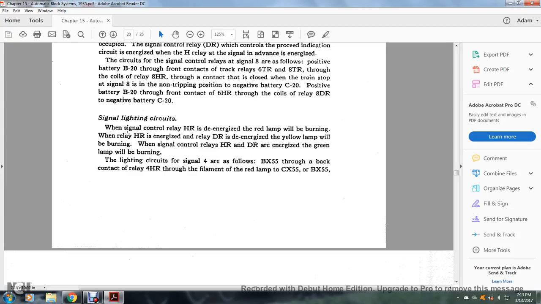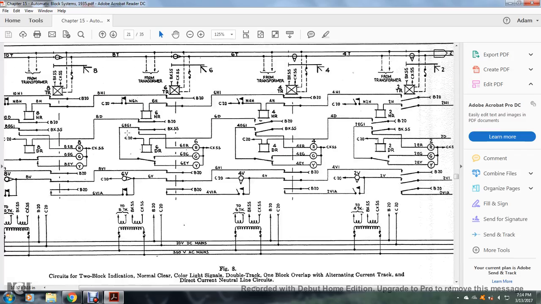The light circuit will follow for signal 4 as follows: BX55 through the back contact of relay 4HR, through the filament of the red lamp, to CX55 and BX55.